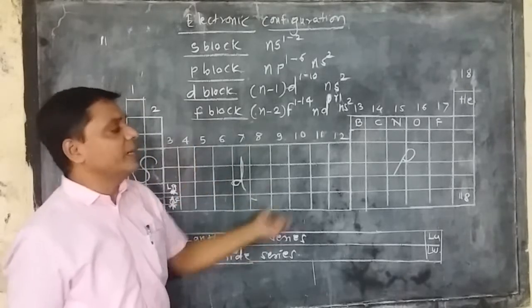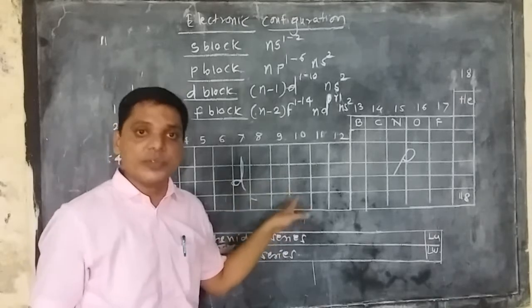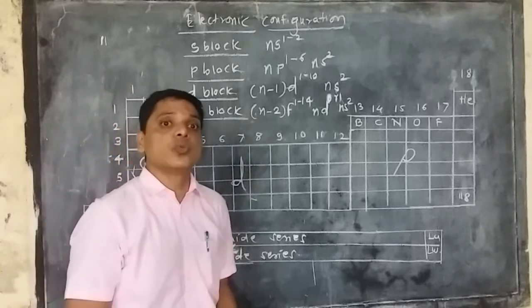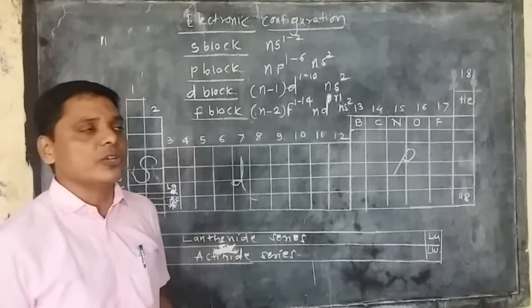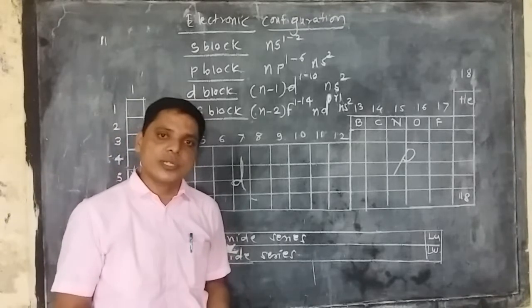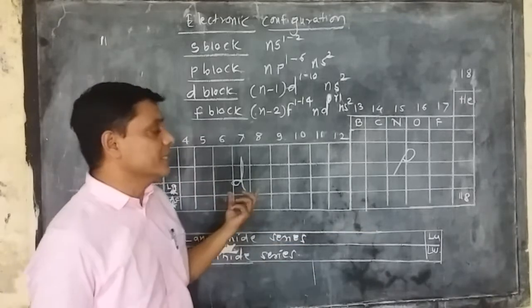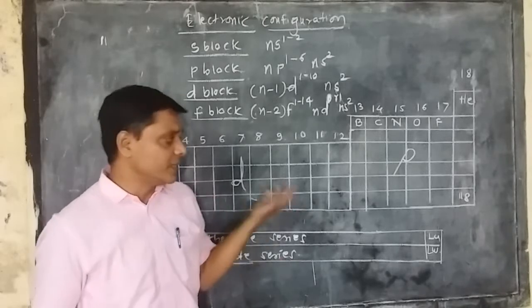In such, all elements are metals. No one is a non-metal or a metalloid. Completely metals are there. The d block shows variable oxidation states. Means manganese shows a variety of oxidation states. It shows +2, +3, up to +7 as its highest oxidation state. Osmium is the d block element which shows a +8 oxidation state, which is the highest.